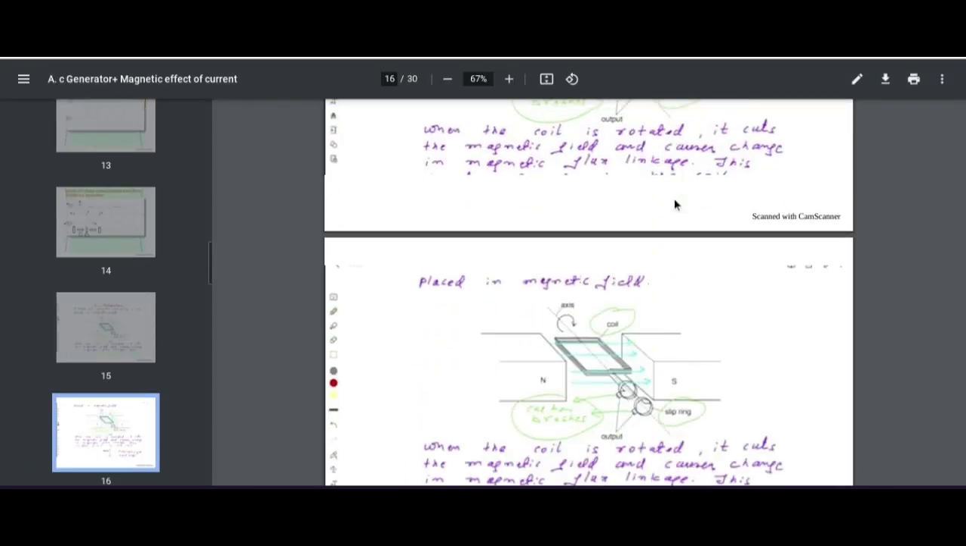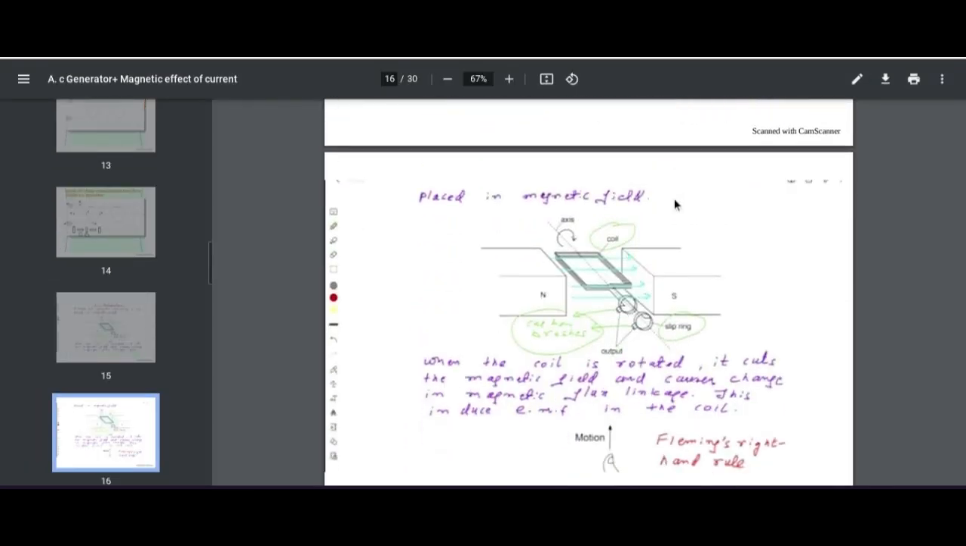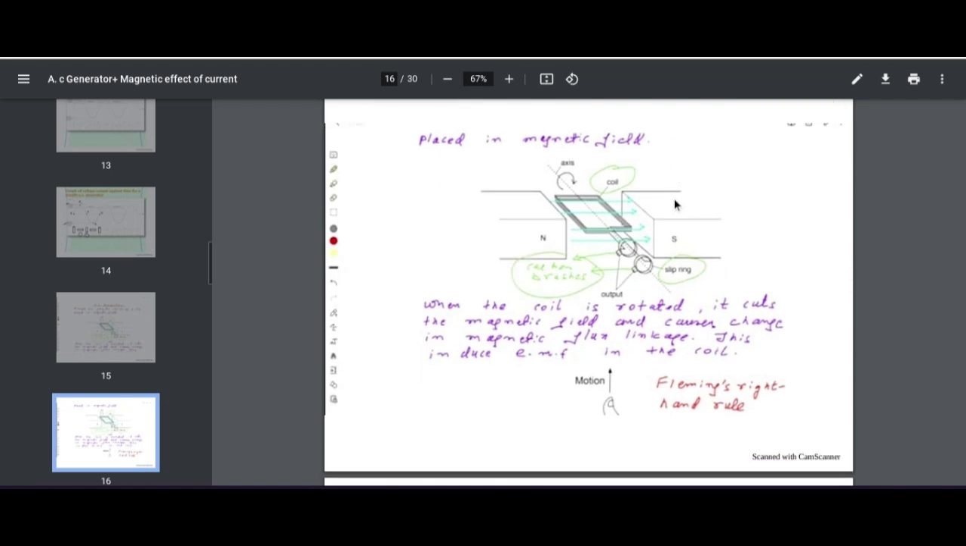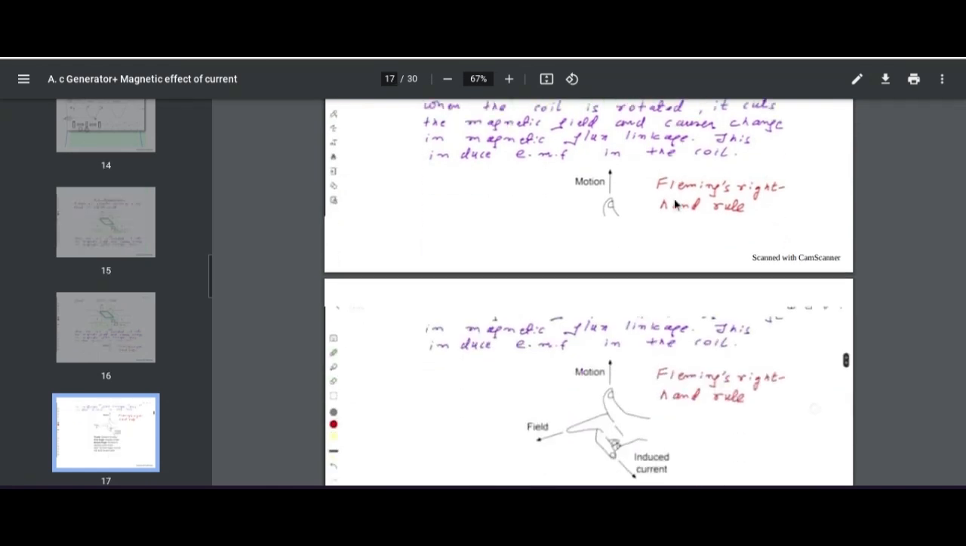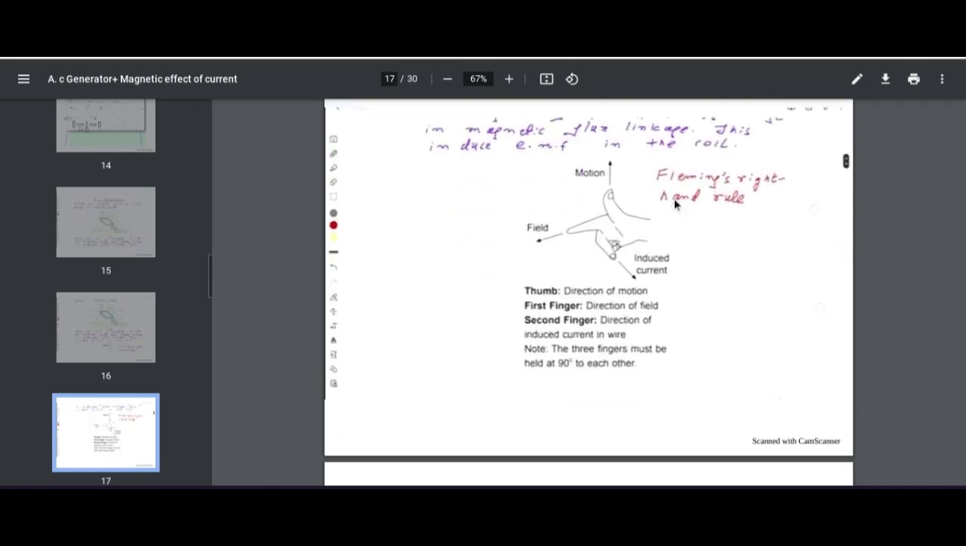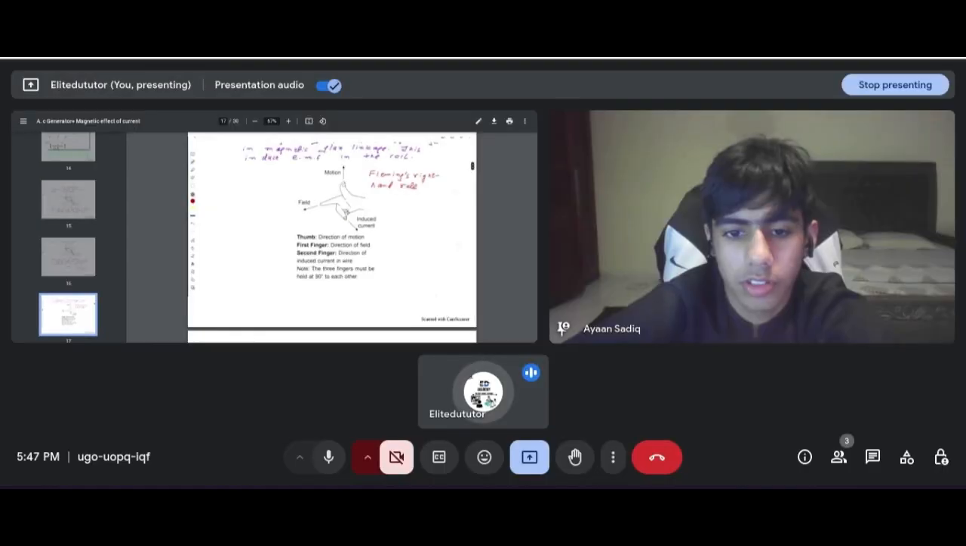Placed in the magnetic field. When the coil is rotated, it cuts the magnetic field and causes a change in magnetic flux. So the Fleming left hand right hand rule: this is a motion, this is a field, this is induced current, thumb. And this is a very important thing you have to remember, that our AC generator works on electromagnetic induction and it follows the Fleming right hand rule.